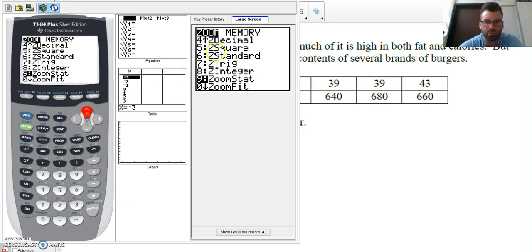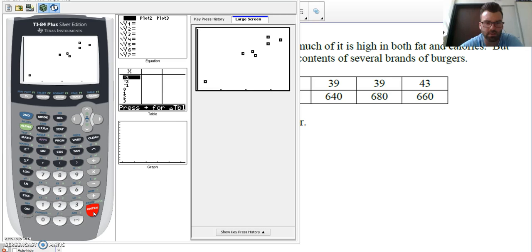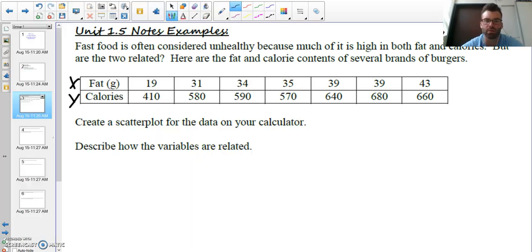So anyway, we're going to scroll down from zoom and go to stat, which is number 9. I'll press enter, and now my scatter plot shows up. So now that we created a scatter plot with our data, what I want you to do next is, in your own words, describe how the variables are related. Go ahead and pause the video and do that.